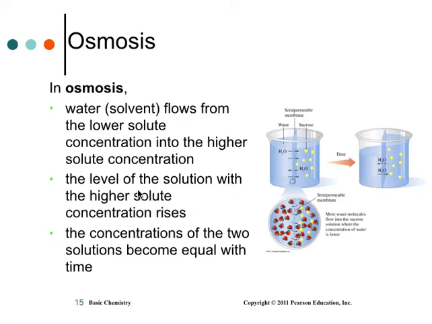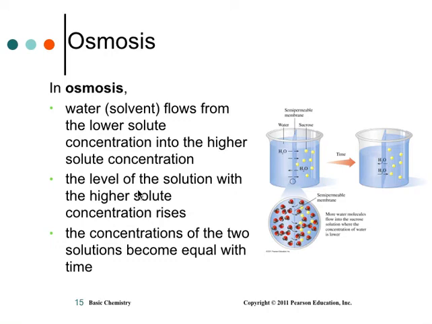The level of the solution with the higher solute rises, okay, because the water is coming from high concentration where there's a little bit of solute, and it's moving across the semipermeable membrane into an area where it's got a lot of concentration of solute. So it's a lower concentration of water. Water goes from high concentration water to low concentration water. What happens is the water rises on that side. So the more solute you dissolve, the more that the water rises.